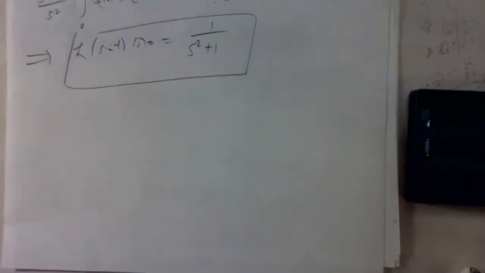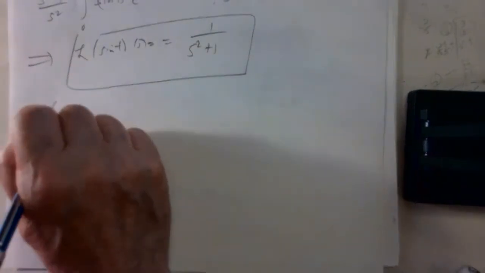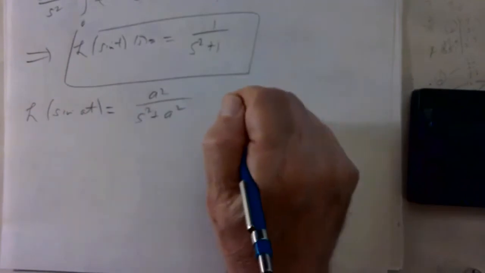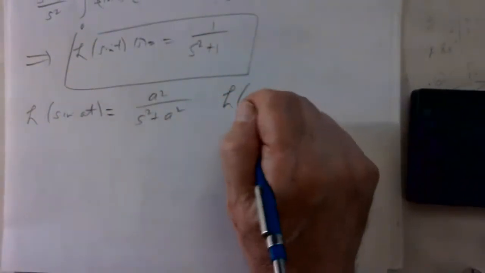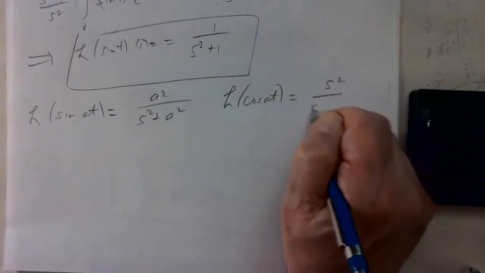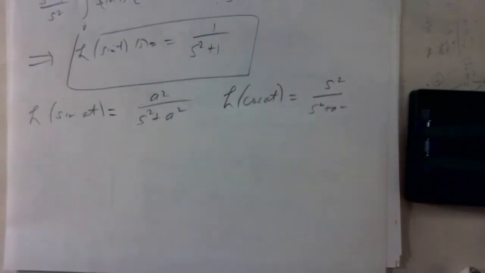believe it or not, that is the Laplace transform of the sine. And if we had the Laplace transform of the sine of a times t, this would be a over s squared plus a squared. And if we needed to compute the Laplace transform of the cosine of at, we would get s over s squared plus a squared.